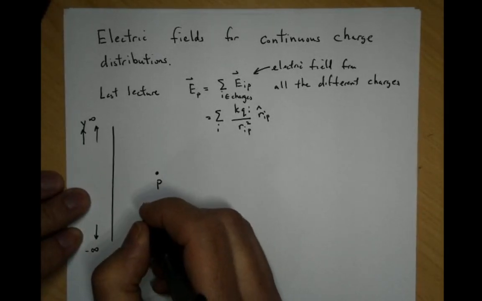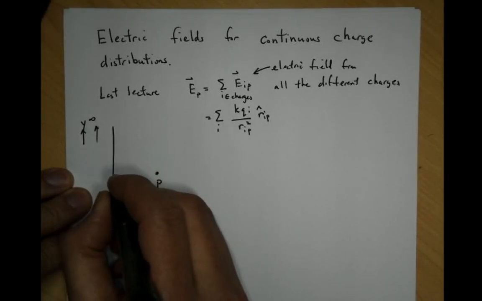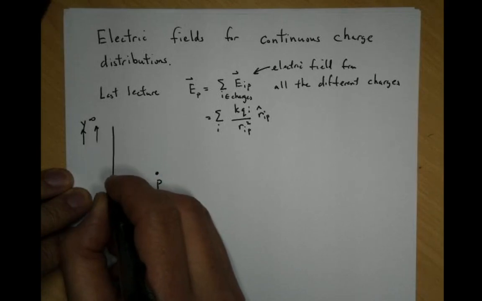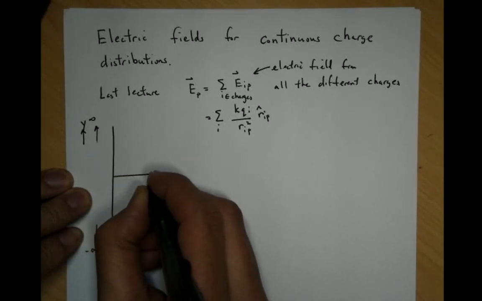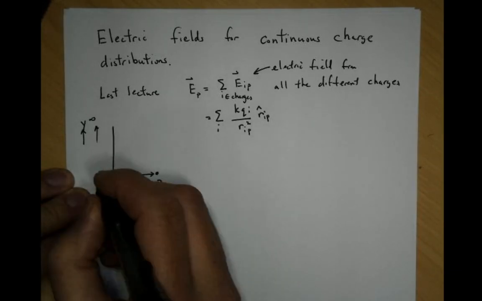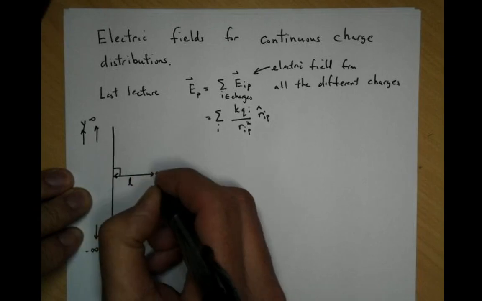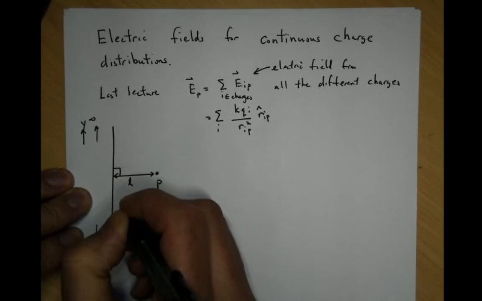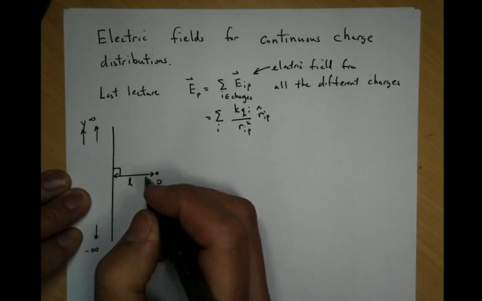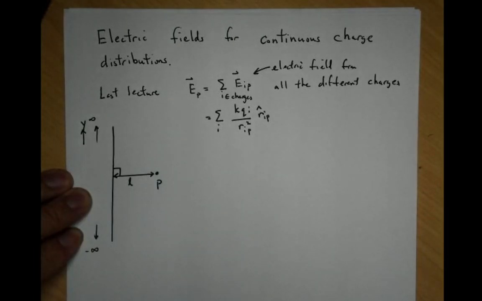Well, let's talk about how to set this up exactly. We're going to need to know that this point is some distance L away from the line. This is distance L. And when we talk about distance L away, what that means is that this is the shortest distance, so there's going to be a right angle here. So I want to figure out what the electric field is at this point. Now, how would I do that?